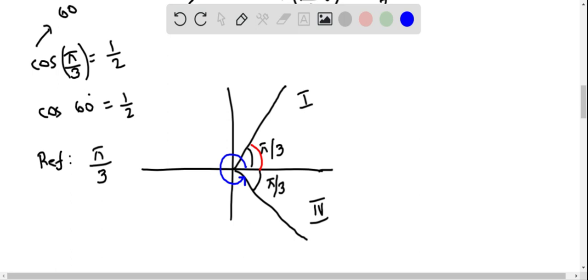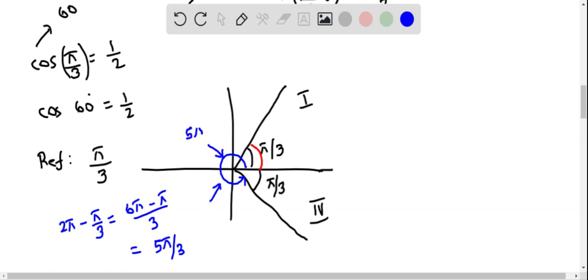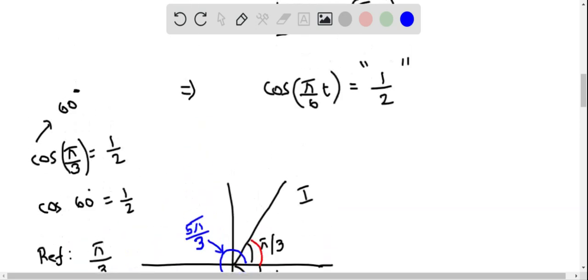So let's calculate this angle, the one I have shown in blue color. For that, we know that one complete rotation is 2 pi. So we can subtract pi by 3 from 2 pi to determine this angle. So we get 6 pi over 3 minus pi over 3, and this equals 5 pi over 3. So basically this angle is 5 pi over 3. And therefore we have determined two angles such that the cosine of those angles is half. And this means we can set up two equations.